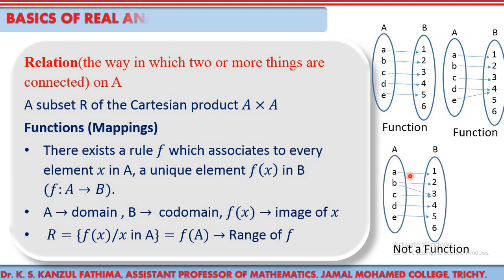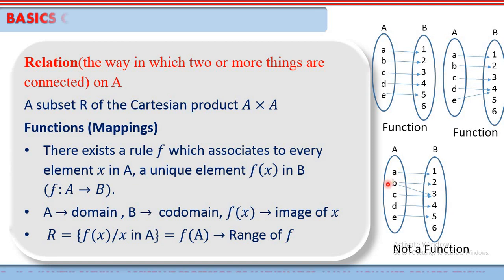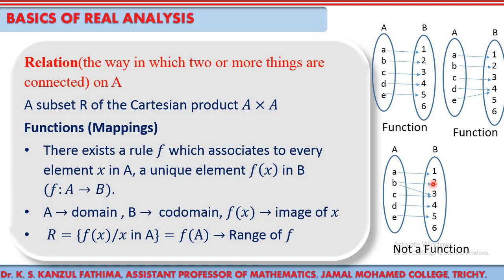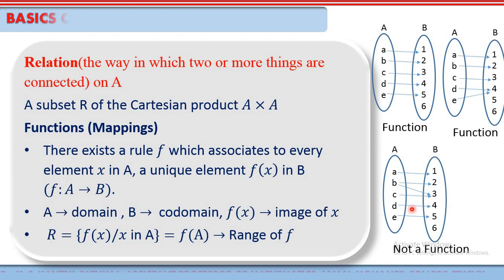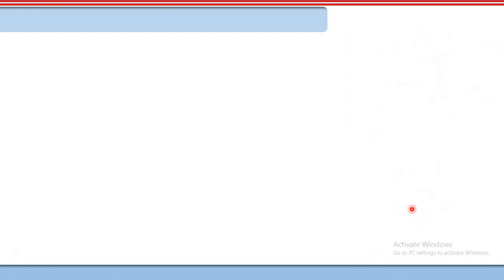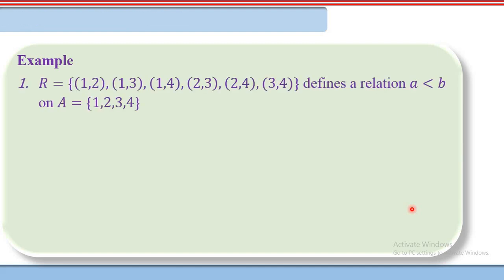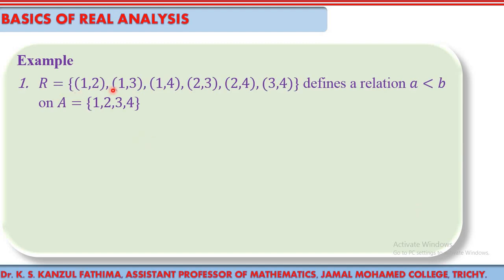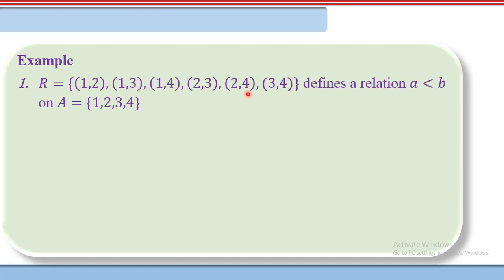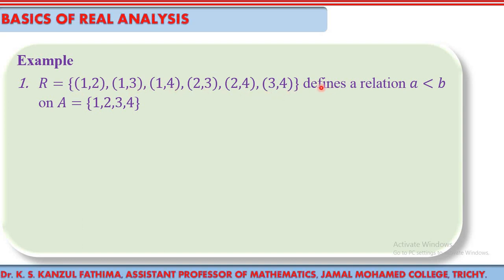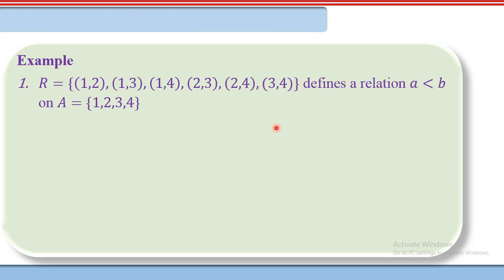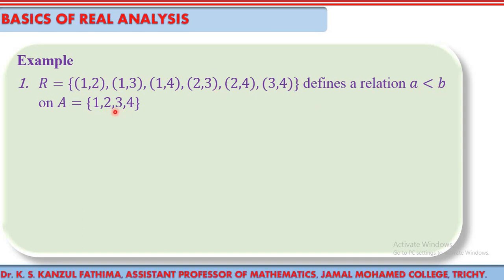But if this situation occurs, that is, b has 2 images, 2 and 3, this is not a function. Example, consider the set R equal to {(1,2), (1,3), (1,4), (2,3), (2,4), (3,4)}. This collection defines the relation a is less than b on A equal to {1, 2, 3, 4}.